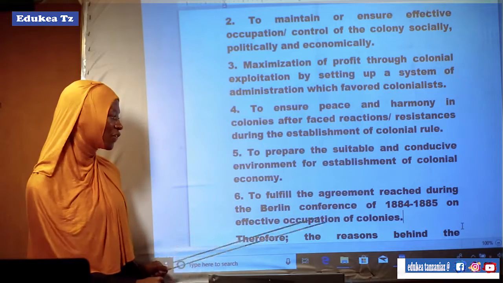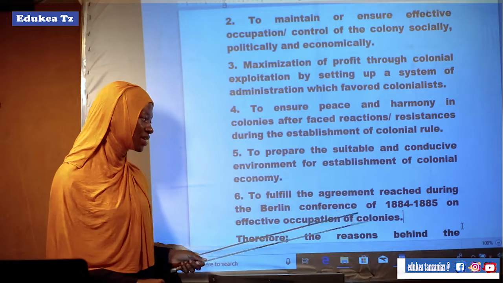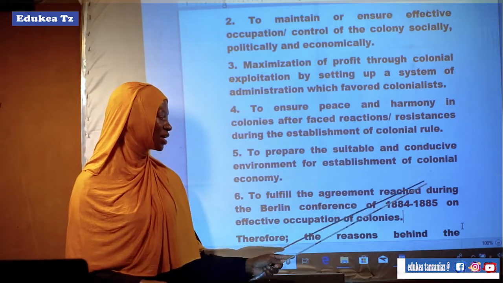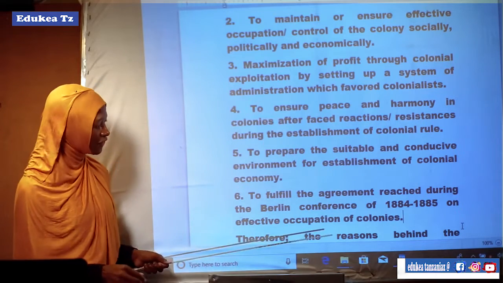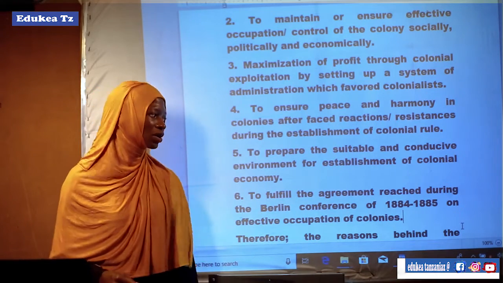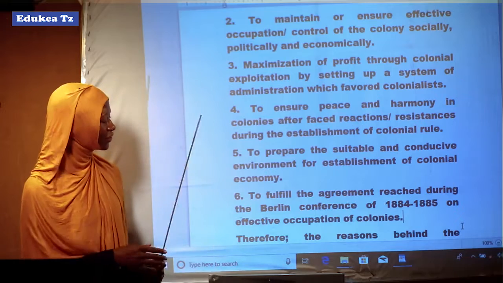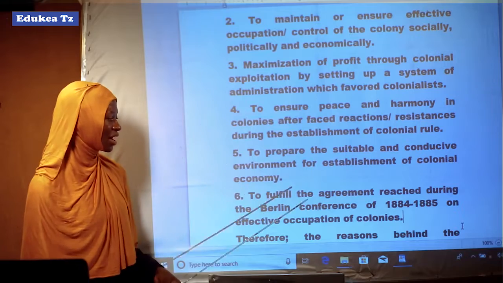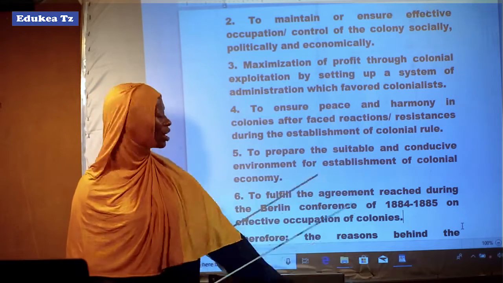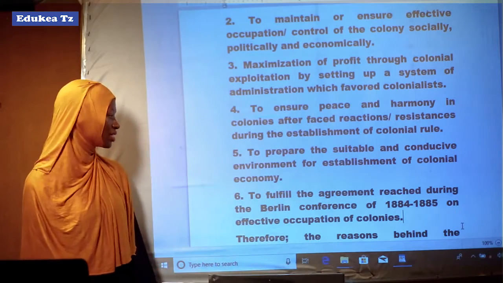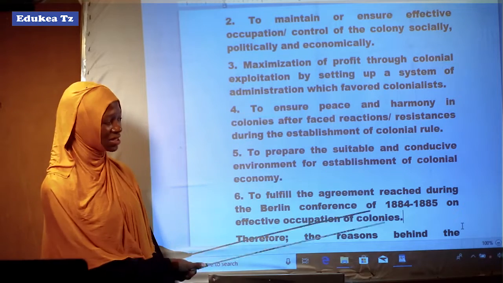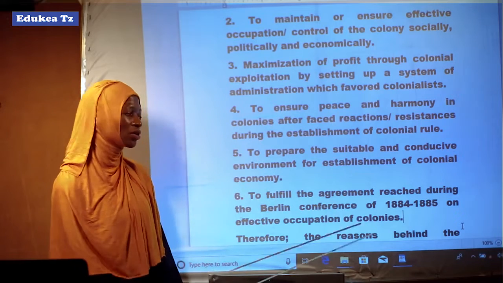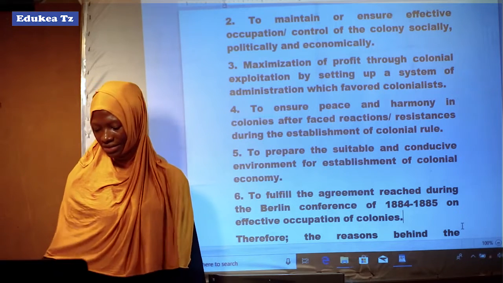The next one is to fulfill the agreement reached during the Berlin Conference of 1884 to 1885 on effective occupation of colonies. During the Berlin Conference, they agreed that the colonialists had to ensure the effective occupation of the colonies. So there was a need to establish this, which fostered them or acted as a catalyst for them to establish the colonial administrative system.